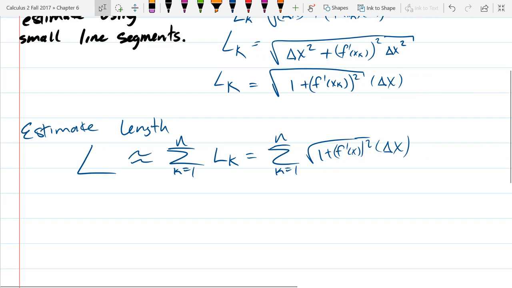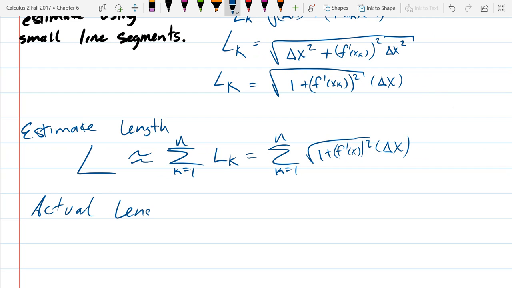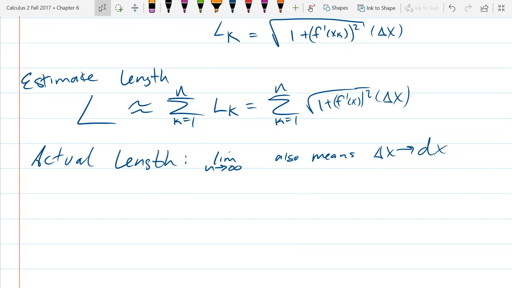If I want the actual length, what we're going to do is take a limit as n goes to infinity. And of course, that also means delta x is going to approach dx. So delta x will turn into the dx when we apply this integral or this limit.